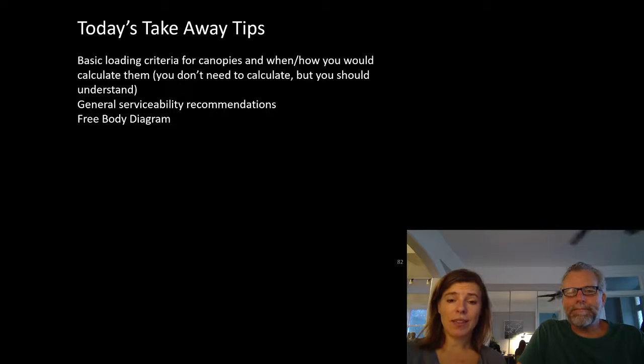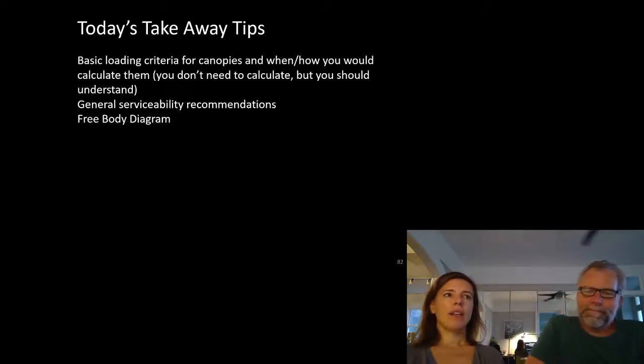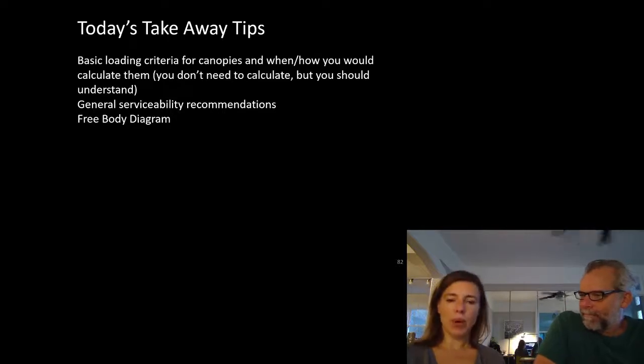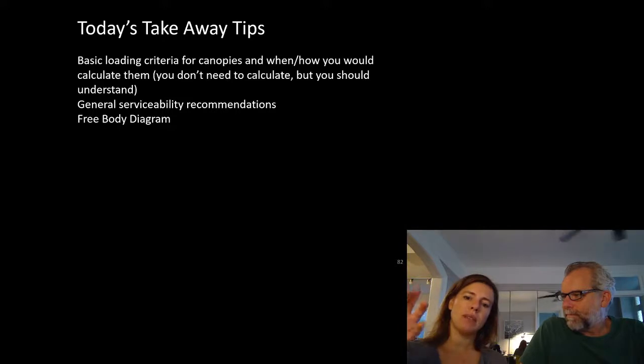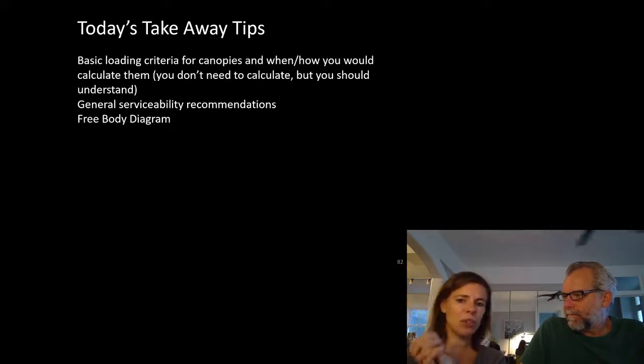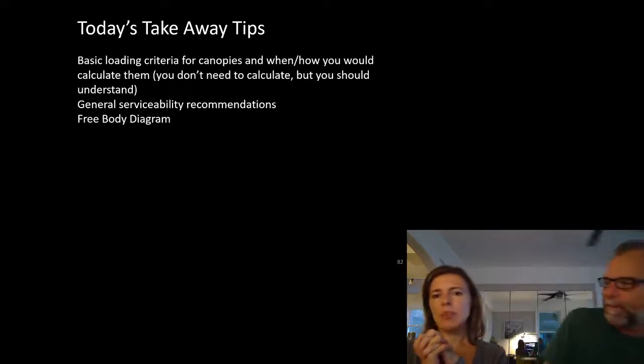So thanks for listening to us, and the next one is pedestrian bridges, fences, I believe, and light posts. The pedestrian bridges, and then light posts and fences I'll probably do in one. And that one should be a quick one, some free body diagrams and some typical things of what we're looking at.